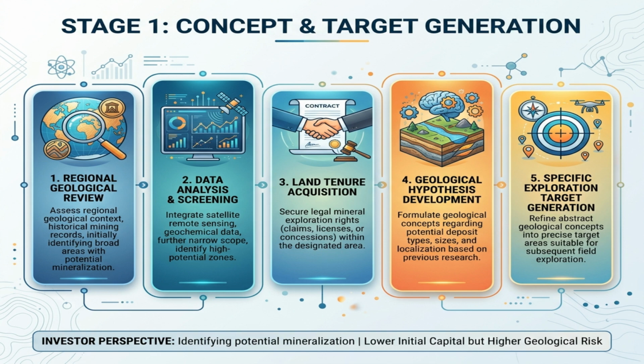Stage 1 is concept and target generation. This is where a company moves from a broad regional idea to a specific exploration target. The process starts with regional geological review and data screening, then moves into securing land tenure and building a geological hypothesis. From there, the company defines target areas for fieldwork and drilling. For investors, this stage offers the lowest initial capital intensity, but also the highest geological uncertainty. The central question is whether the company has identified a credible target with enough technical rationale to justify further exploration.